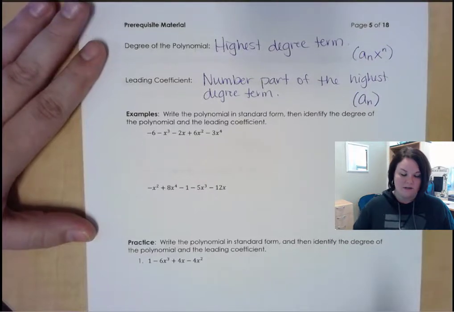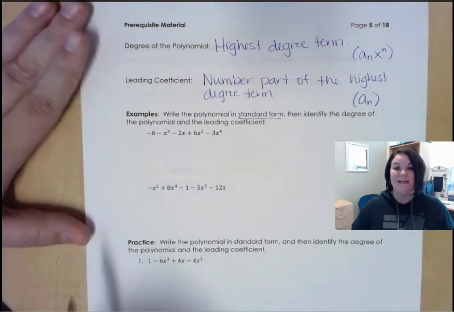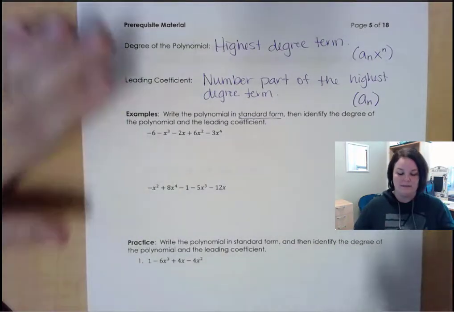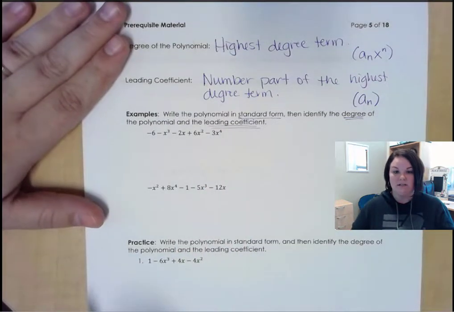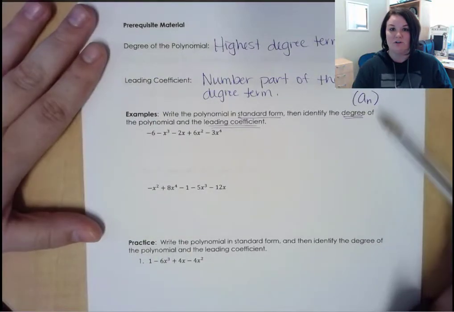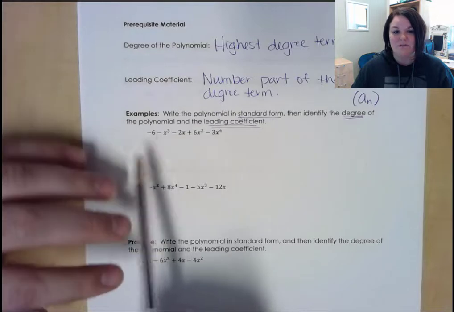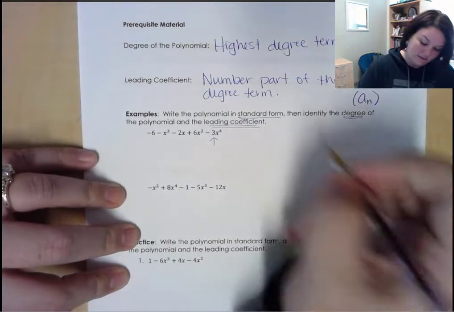So on our examples here, we want to write the polynomial in standard form. That means we want it in descending order, highest power down to the lowest, and then we want to identify the degree of the polynomial and the leading coefficient. So we want to reorder it and then identify these two things that we just learned about. Our highest power here, since we only have x's, makes it really easy. We just look for the highest power of x, which is our negative 3x to the fourth.